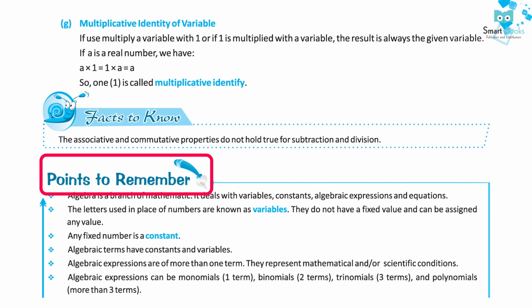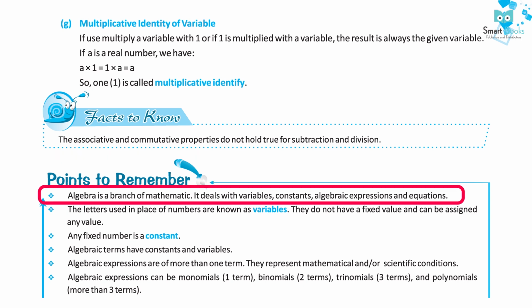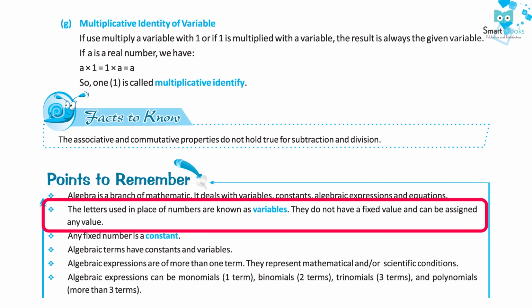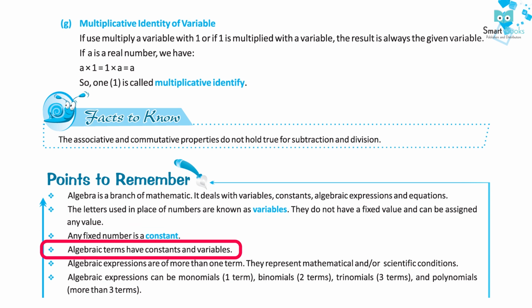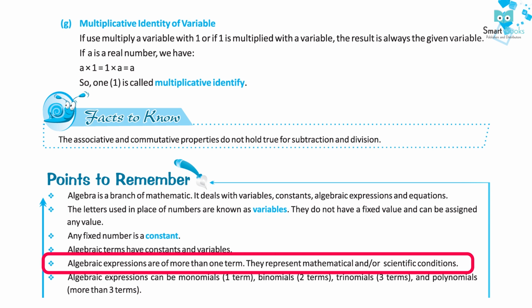Points to remember. Algebra is a branch of mathematics. It deals with variables, constants, algebraic expressions and equations. The letters used in place of numbers are known as variables. They do not have a fixed value and can be assigned any value. Any fixed number is a constant. Algebraic terms have constants and variables. Algebraic expressions have more than one term. They represent mathematical and/or scientific conditions.